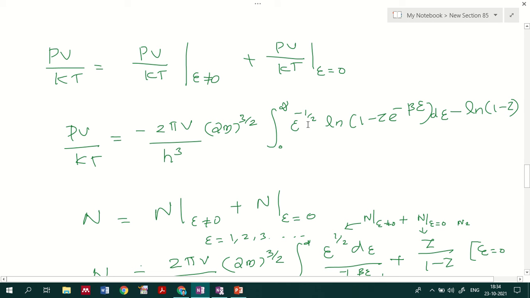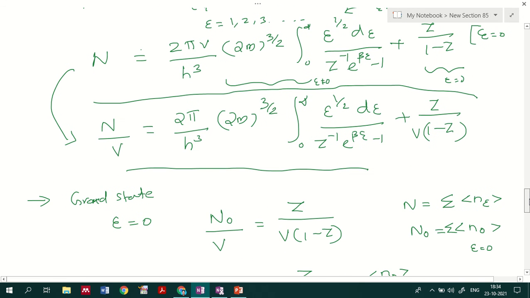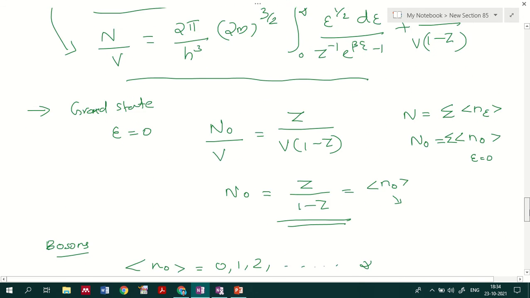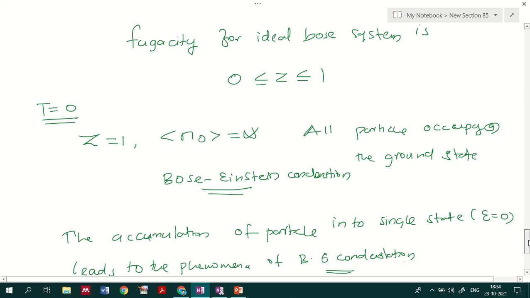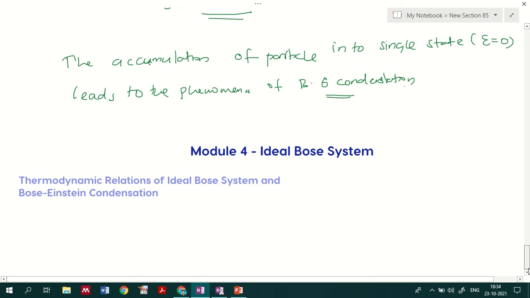Now I'm just representing this equation again, so let me put this equation as equation number A. Also note the equation corresponding to n0 here. So we'll come to the discussion here.